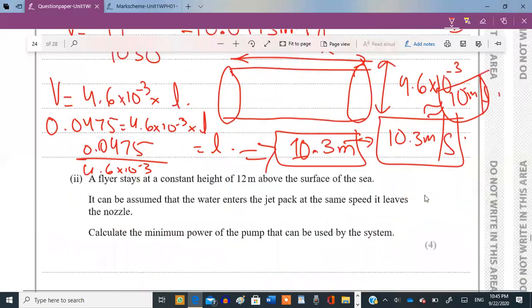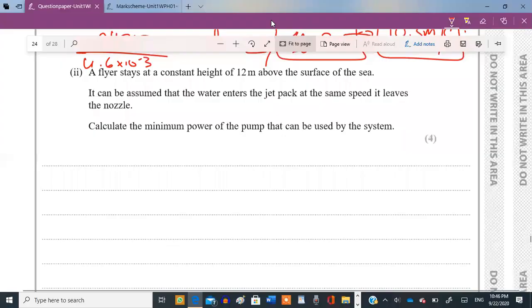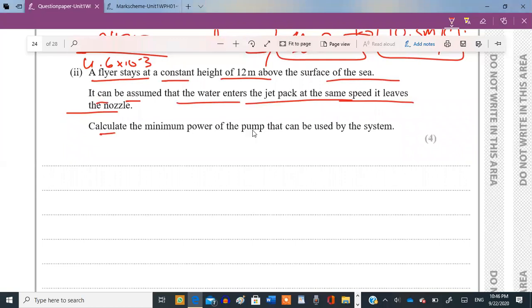You understood it? The flyer stays at a constant height of 12 meters above the surface of the sea. It can be assumed that the water enters the jet pack at the same speed as it leaves the nozzle. Calculate the minimum power of the pump that is used by the system.